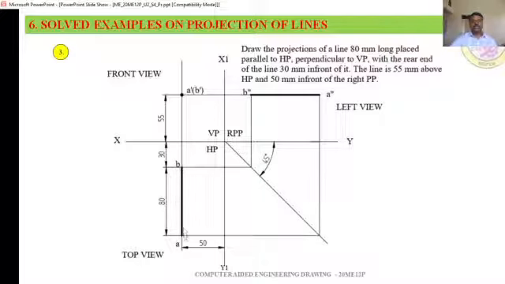Now true length 80, you draw it as a vertical line because it is perpendicular to VP, parallel to HP. So from B, locate B first. From B, you draw 80 mm. You can locate the other end A. Now this is the top view.